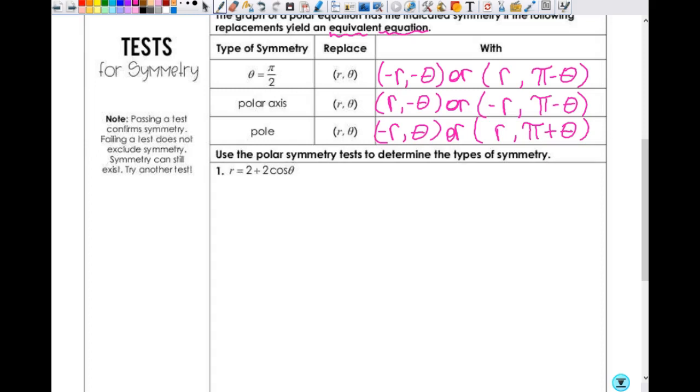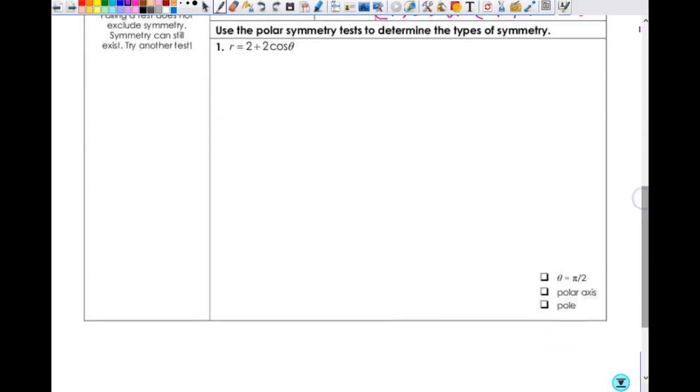So it says use polar symmetry test to determine the types of symmetry. So you have to test them all. Even when you get a yes, you have to test the next type because you could have more than one type of symmetry. So let's start with, on this equation here, we're going to start with the theta equals pi halves. Right? So to test that, the first test is to substitute in a negative r.